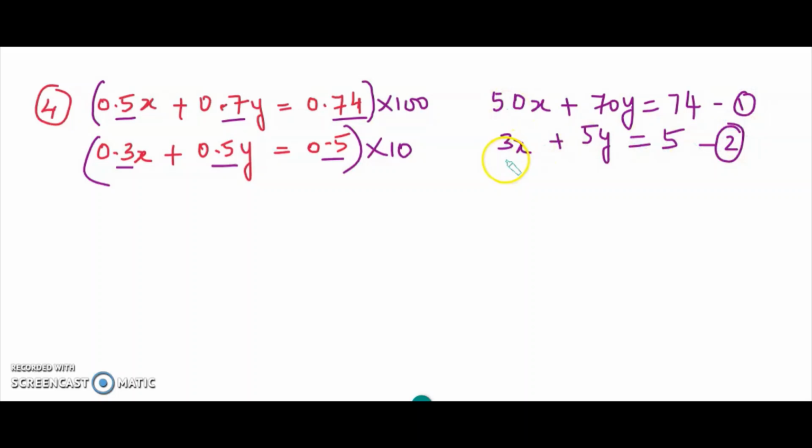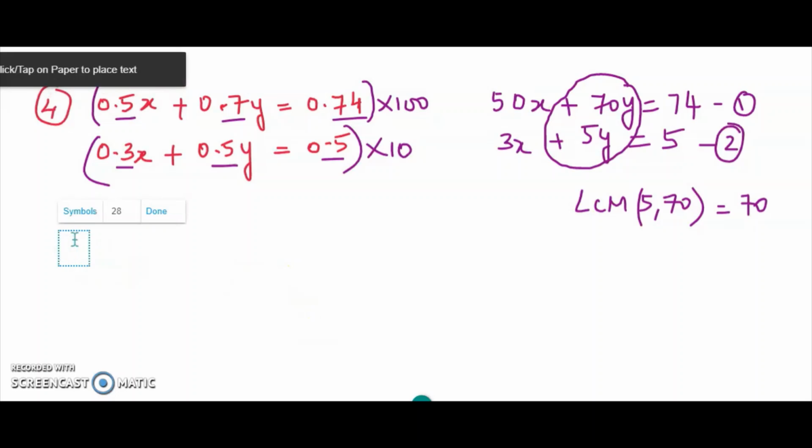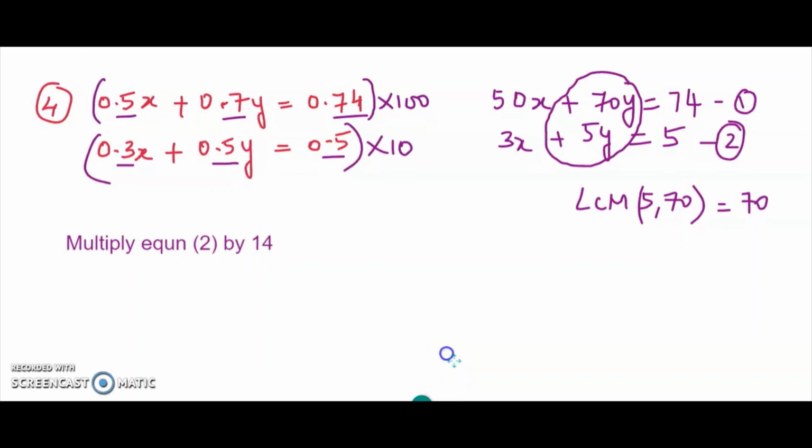Again smartly, 50 and 3, a big one. 70 and 5, yes, in the table of 5 I can get 70. So the LCM of 5 and 70 is actually 70. So which equation do I have to take care of? The second equation. I have to make it 70. So which number should I multiply? Yes, 14. Multiply equation 2 by 14. 14 fives are 70.